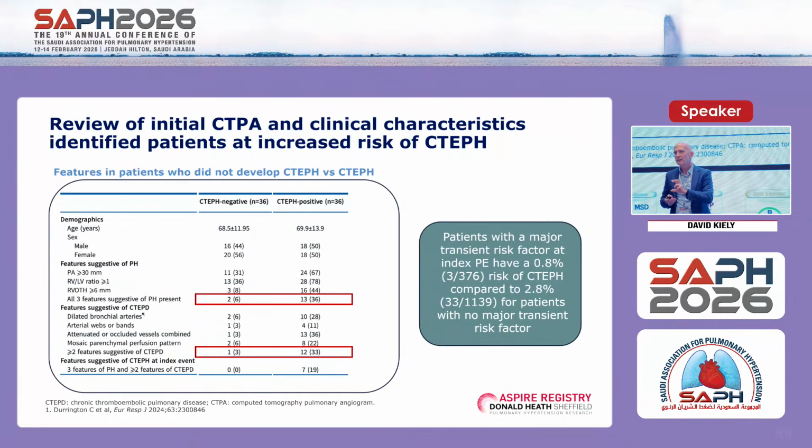So another interesting finding from this study is that if patients have no major transient risk factors, so unprovoked PE, they're at much higher risk of going on to develop chronic thromboembolic pulmonary hypertension than patients with a major transient risk factor such as surgery. So using these types of risk stratification approaches can help to refine your approach in terms of who you wish to investigate.